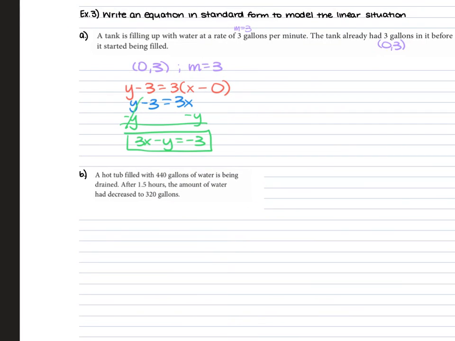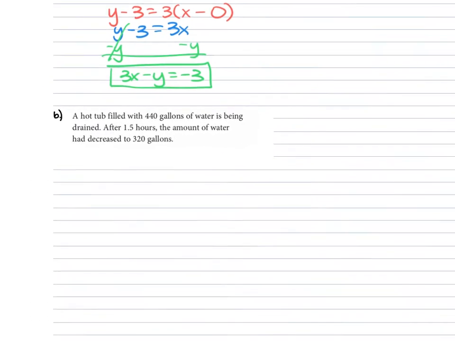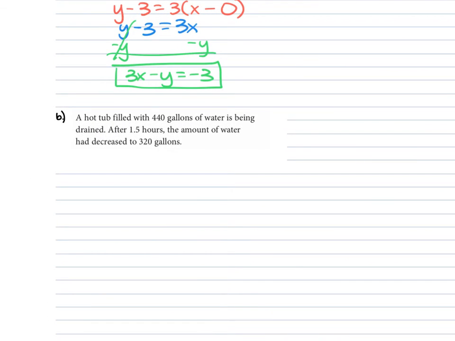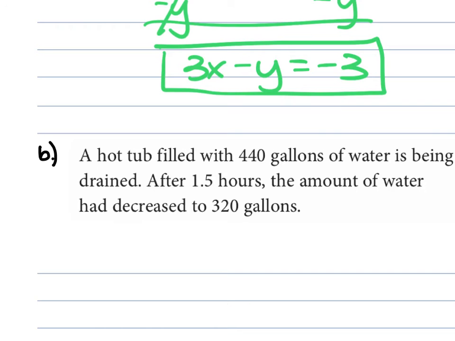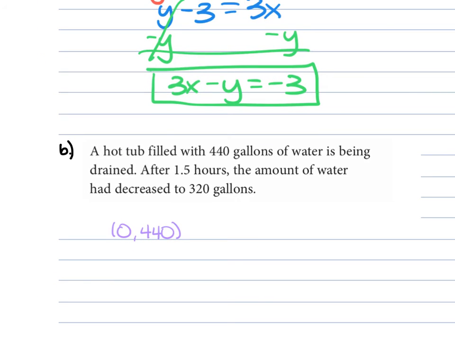For our next example, B says a hot tub filled with 440 gallons of water is being drained. After 1.5 hours, the amount of water has decreased to 320 gallons. So this gives us 2 ordered pairs. It's filled with 440 gallons, so there's no time that passes with that. So that's a point of 0, 440. Then it says after 1.5 hours, it decreased to 320 gallons. That's another ordered pair. That's 1.5, 320.